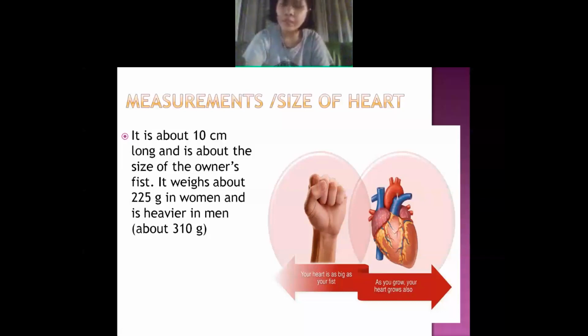And what is the weight of the heart? For a woman, it will be approximately 225 gram, and for men, you will find that they are a little bit heavier compared to women, that is 310 gram. So it is about that. Okay, is it clear, this question? Measurement of the heart.